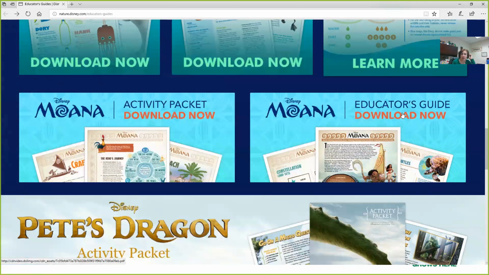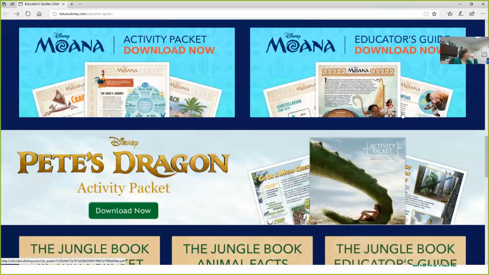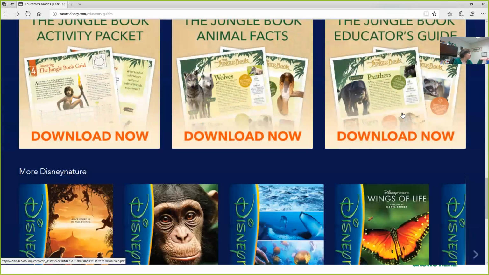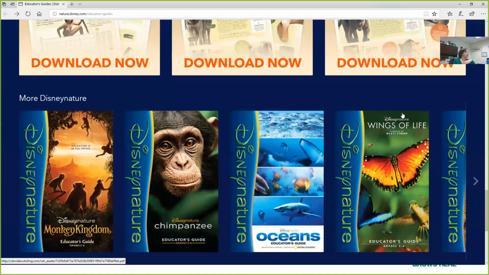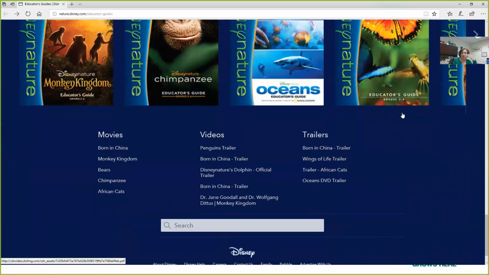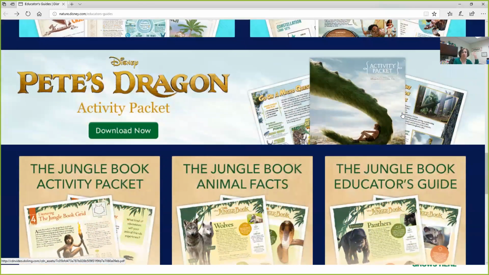Moana is the one that Candy shared. She has used that, not necessarily because she lives in Alaska, and so she has Alaska natives. So she's used the basis for that lesson, but put in information about the Alaska natives. And so what a great experience. You can see they've got Pete's Dragon and Jungle Book and all of these. There are so many lessons that you could do, and they're really cool.